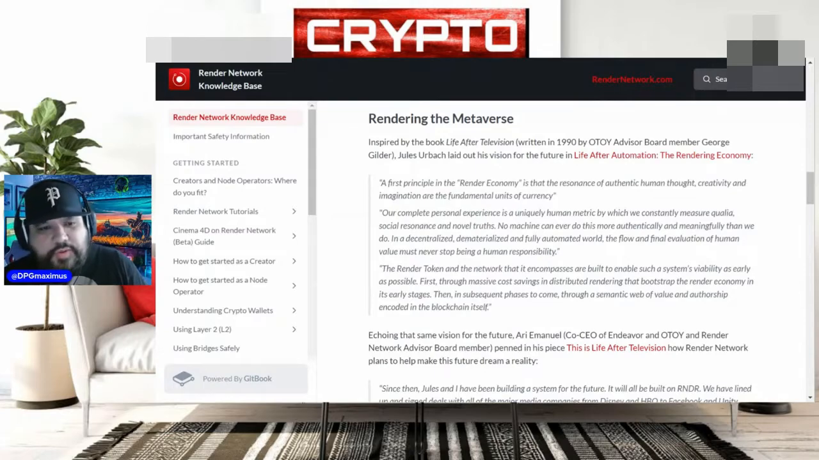So for one, in this quote, it says, a first principle in the render economy is that the resonance of authentic human thought, creativity, and imagination are the fundamental units of currency. I mean, we are talking about cryptocurrency, are we not? Our complete personal experience is a uniquely human metric by which we constantly measure qualia, social resonance, and novel truths. No machine can ever do this more authentically and meaningfully than we do.